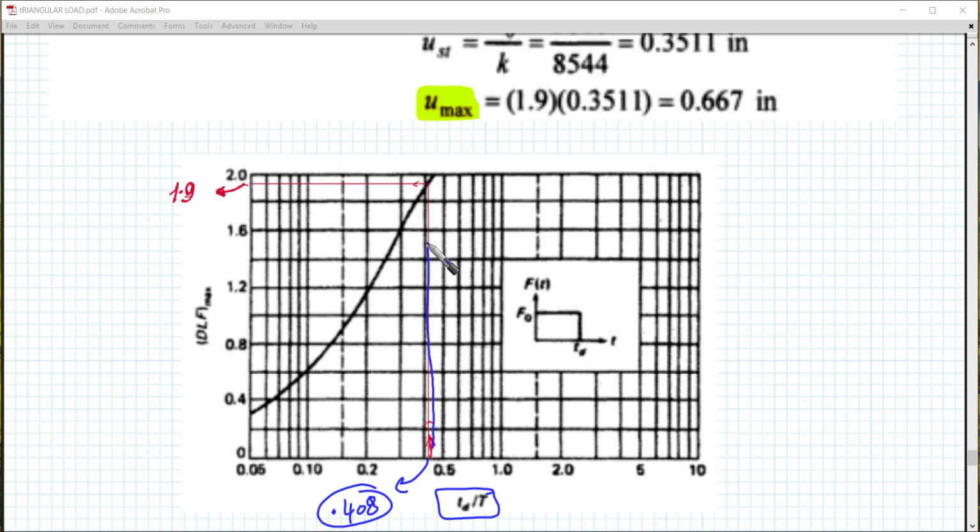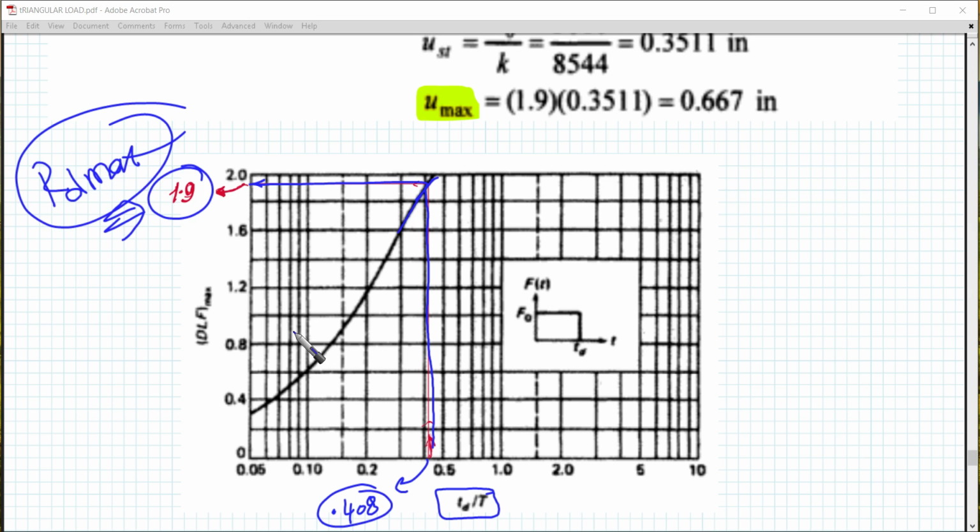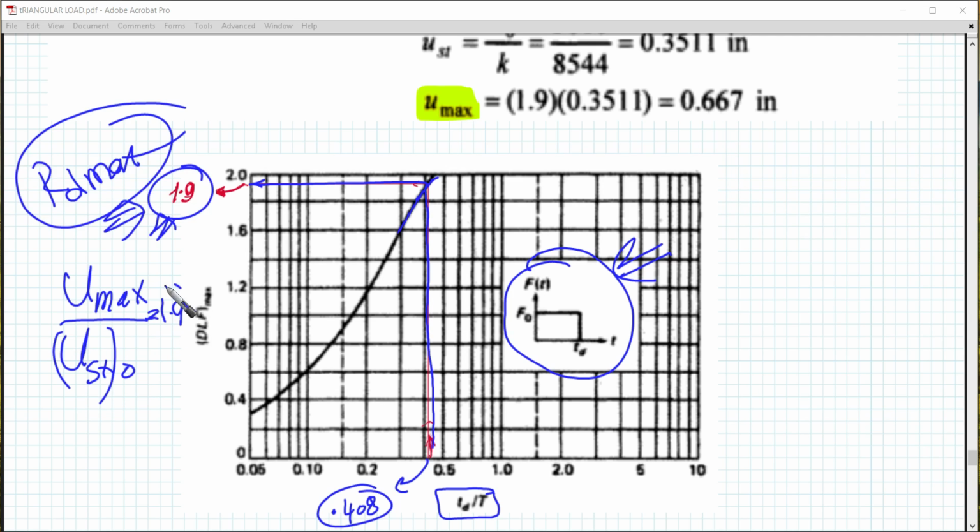Then we are going up, striking this line, and then we're going to obtain the value of Rd maximum, because this is the response spectrum of the rectangular loading. Take care, we are talking about rectangular loading. So it is 1.9. What is the meaning of 1.9? This means that U maximum dynamic over U maximum static equals 1.9. This means that our dynamic response is going to be almost double our maximum static response. Okay, almost double of it.